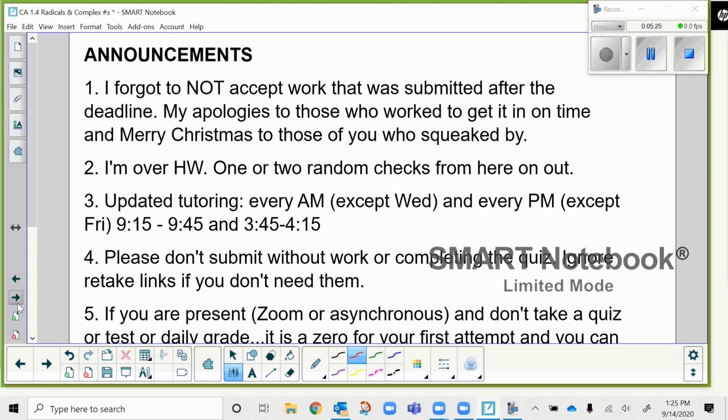My second announcement piggybacks on that one. I'm over homework. I don't ever actually take homework grades for a lot of reasons. I have philosophical arguments for why I don't take homework grades that I won't bore you with at this time. But the reason I was trying it again this year is because I usually just take daily grade checks while you're in class, and that's how I get my grades in. But we have all these asynchronous kids working, and so I was like, how is it fair that I take a grade from kids that are in Zoom, and then asynchronous kids have till 11:59? And so I was just assigning homework to try and be fair everywhere.